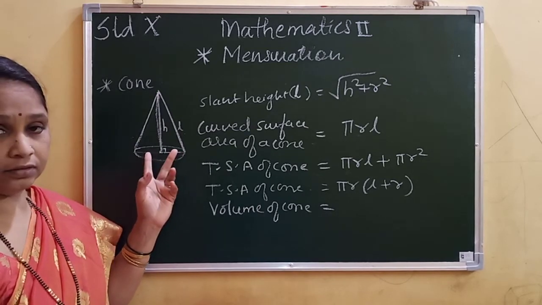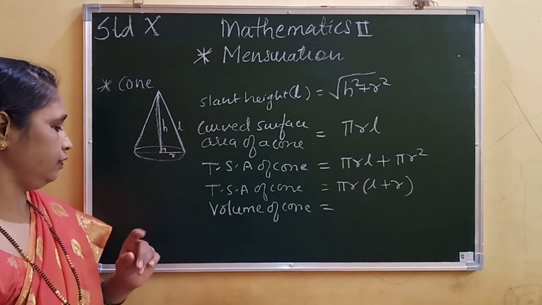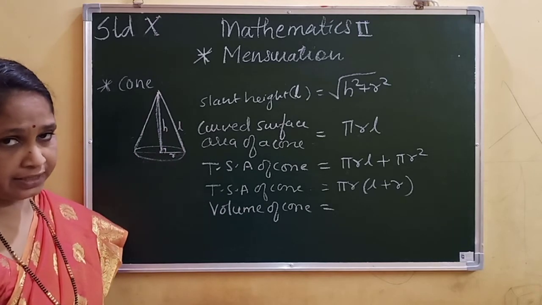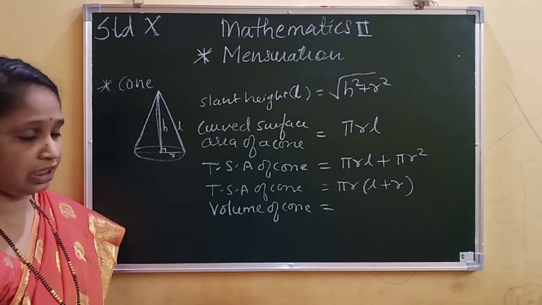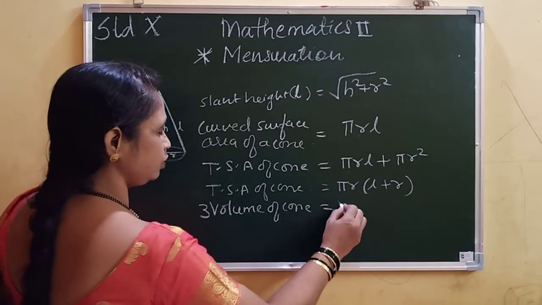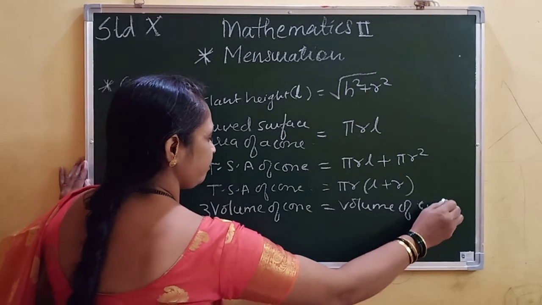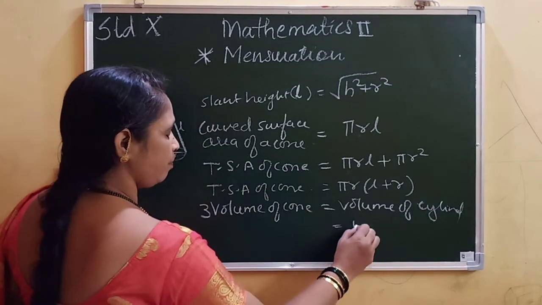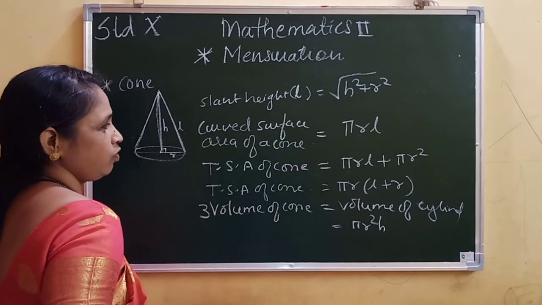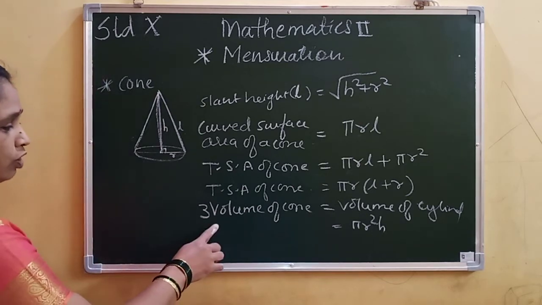Okay, so volume of a cone is related to the volume of a cylinder. Suppose a cone's radius and a cylinder's radius are the same and its height is the same. So what we can say, 3 times the volume of a cone is equal to the volume of a cylinder. Now the volume of a cylinder, you know, is pi r square h.